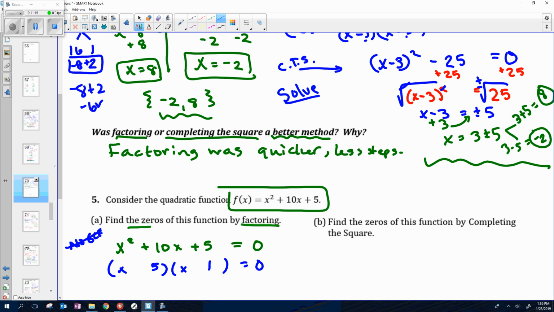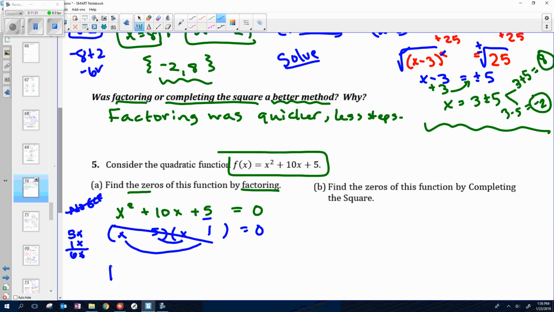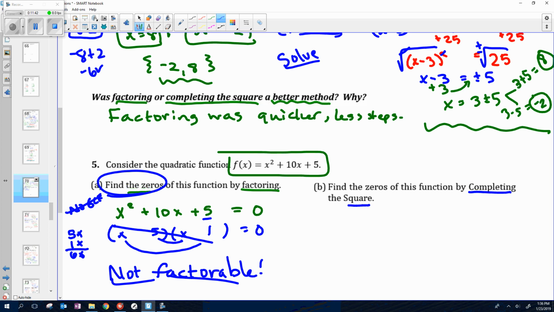5 and 1 are the only options for 5. Now the problem is, when I go to check if that will possibly give me a 10, a 5x and a 1x is only going to give me a 6x. Everything's positive. This is not factorable. And if that's the case, then we need another method to be able to find the zeros. So we're going to do completing the square. In this case, it will work.